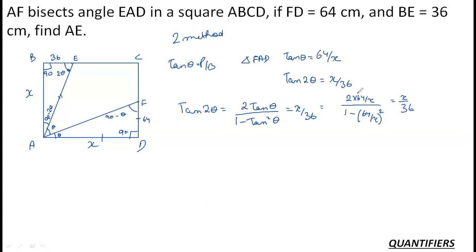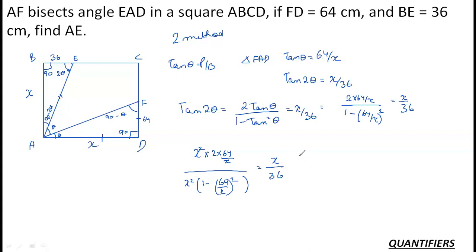Can I cancel this X somehow? If there is an X here, this X can be cancelled. So what do I need to do? I need to multiply it by X square. If I multiply and divide the numerator and denominator by X square, what will I get? I'll get X square into 2 into 64 upon X, upon X square into 1 minus (64 upon X) whole square. And all this is equivalent to X upon 36.